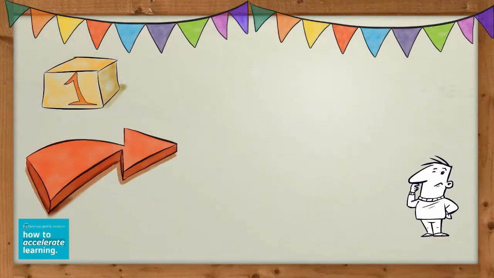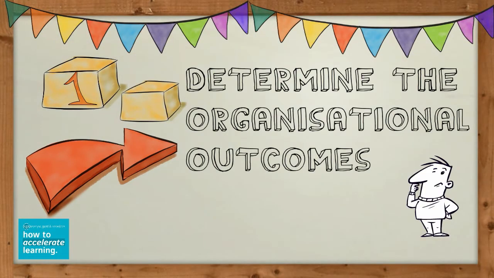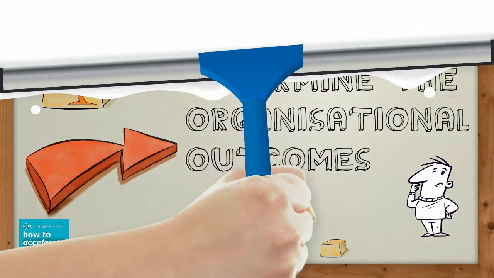The first and probably most important of the building blocks is to determine the organisational outcomes. You must have conversations with the stakeholders to determine what they really want and to ensure that there's going to be some measures in place to aid evaluation.